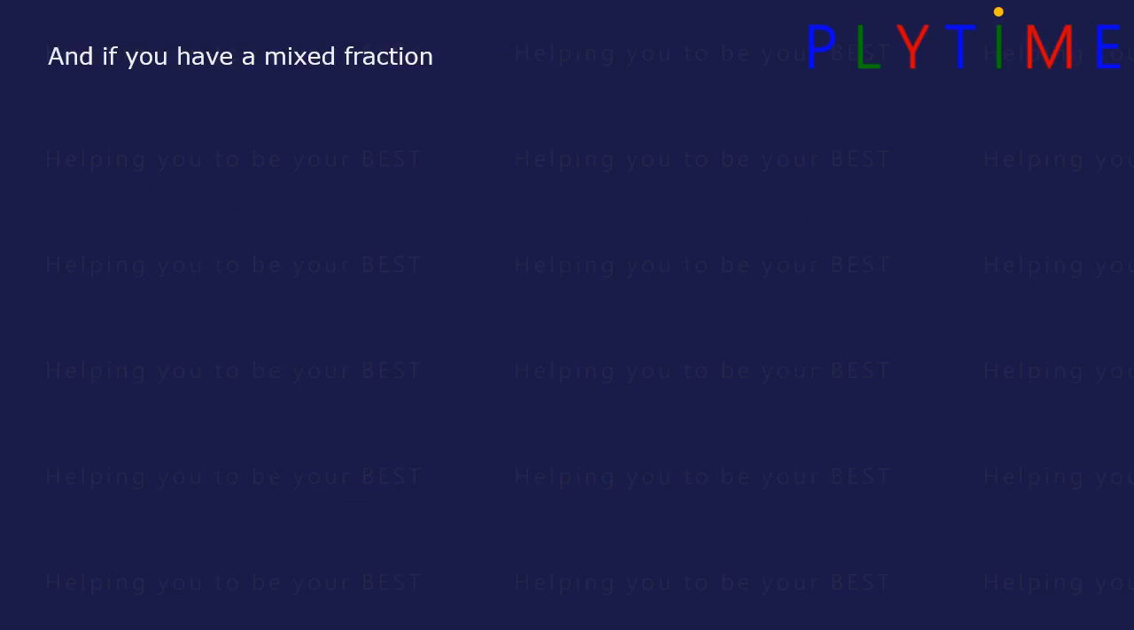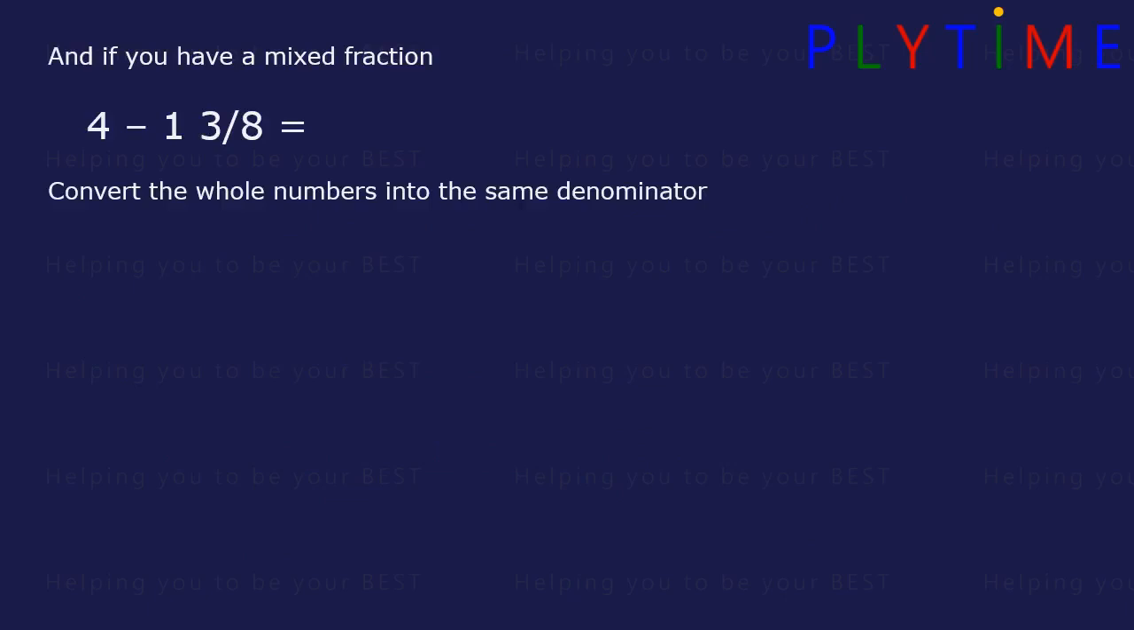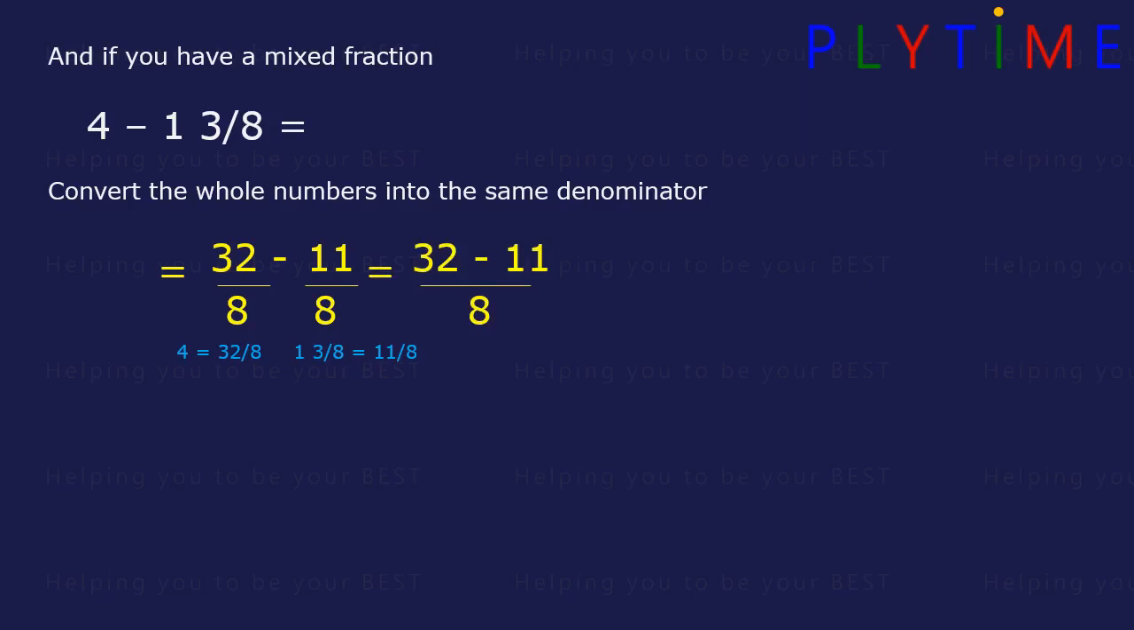And if you have a mixed fraction, 4 minus 1 and 3/8, we can convert the whole numbers into the same denominators. 4 is the same as 32/8, and 1 and 3/8 is the same as 11/8. So we have 32 minus 11/8. And 32 minus 11 equals 21, so we have 21/8. Now we can simplify this into a mixed fraction. It's the same as 2 wholes and 5/8.